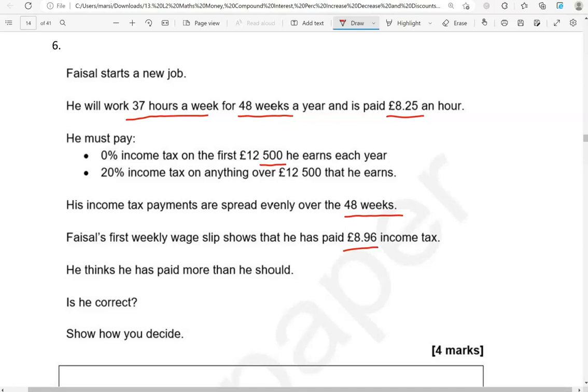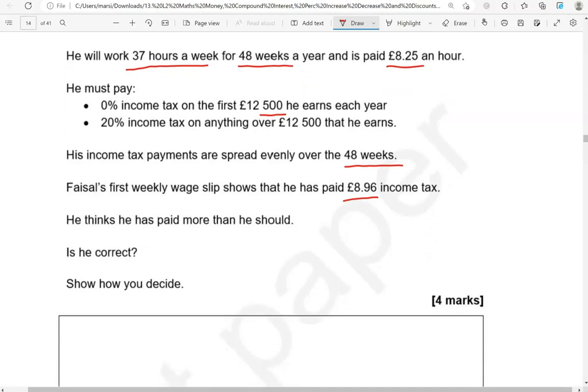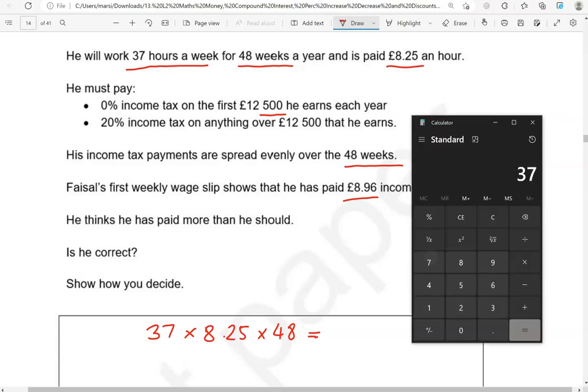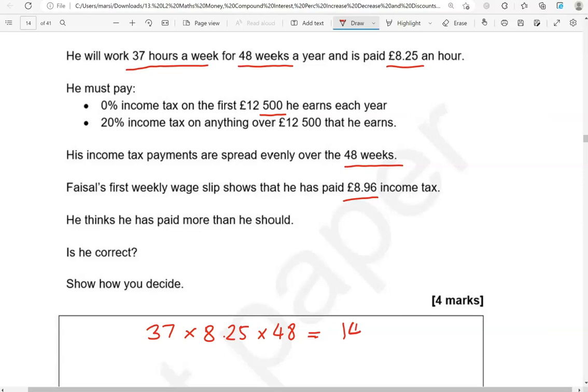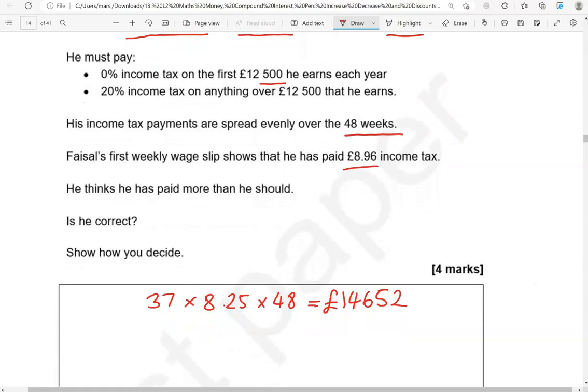So we need to work out income tax per week and compare it to £8.96. So 37 hours a week times the £8.25 per hour times 48 weeks should give us the income per year. So using a calculator, we do the calculation and it gives us £14,652. So that's the income per year.